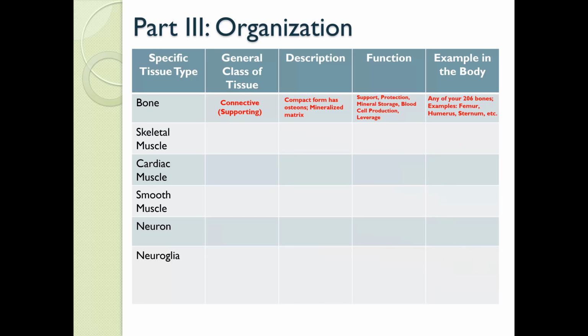To provide an example of a bone, you can give me any of the 206 bones you have in your body. We'll go over all of these later in the semester. Some examples: the femur, the humerus, and the sternum, just to name three.